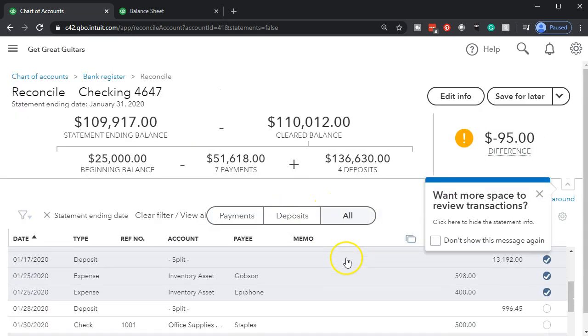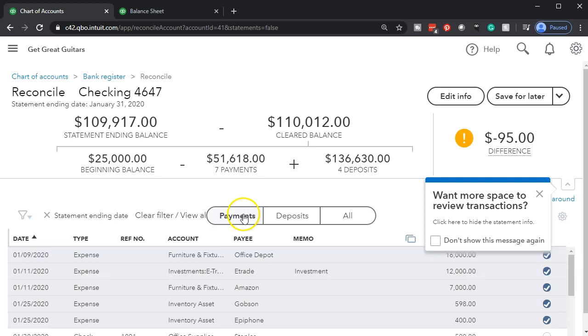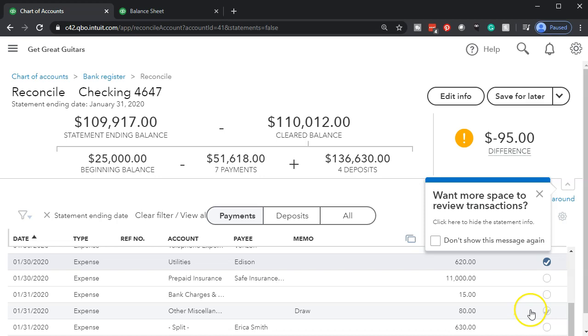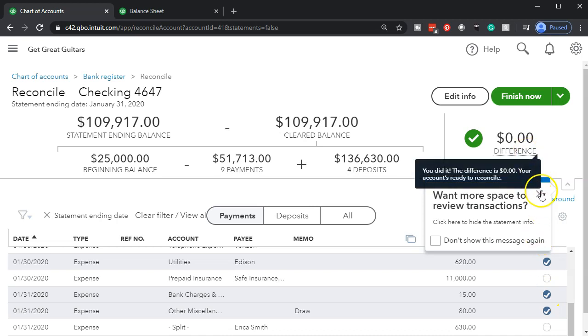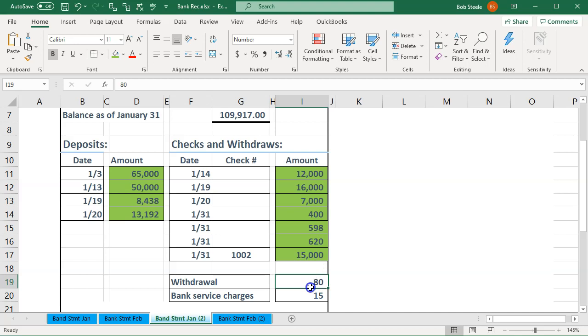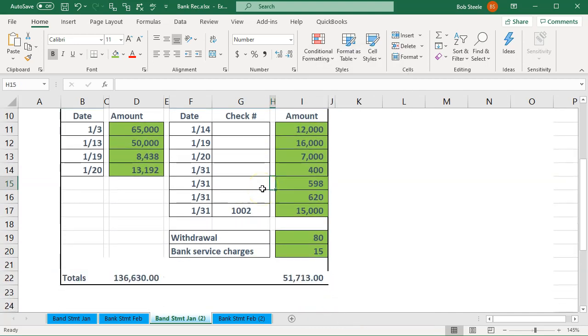So then I'm going to go to the payments, and we should have that $80. So there's the 80 and the 15. I'm going to check off the 80 and I'm going to check off the 15 and then this amount goes down to 0. So now at this point, we have found everything on the bank statement. We found the beginning balance tied out. We found everything else. So everything looks good.